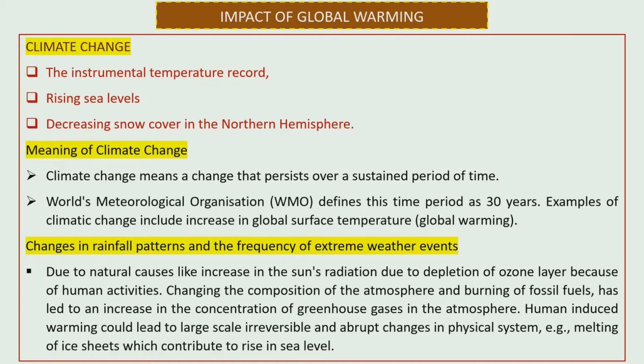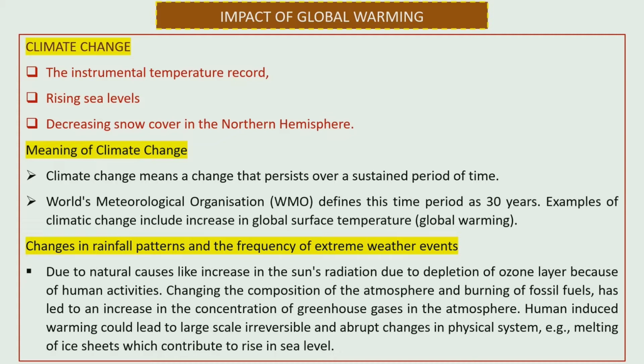Then, changing the composition of the atmosphere. The atmosphere is composed of various gases, and there is burning of fossil fuels. Burning of fossil fuels has led to an increase in the concentration of greenhouse gases in the atmosphere. So the change in the composition of the atmosphere and the burning of fossil fuels have led to an increase in global temperature.